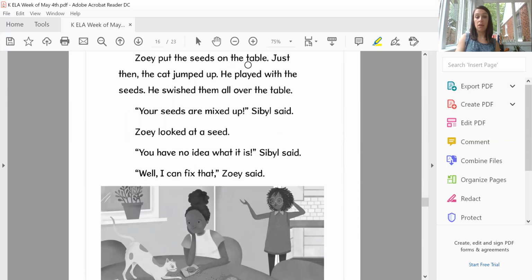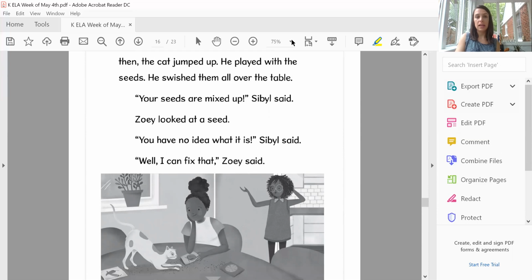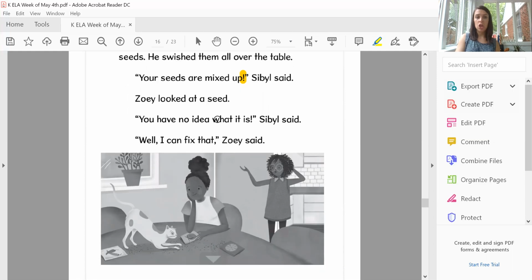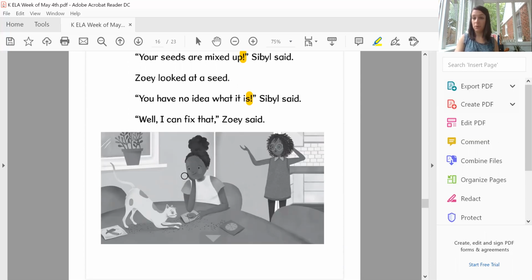Zoey put the seeds on the table. Just then the cat jumped up. He played with the seeds. He swished them all over the table. "Your seeds are mixed up," Sybil said. Zoey looked at a seed. "You have no idea what it is," Sybil said. "Well, I can fix that," Zoey said. So Sybil's like, Zoey, you don't know what seeds those are. And Zoey's not worried, is she?